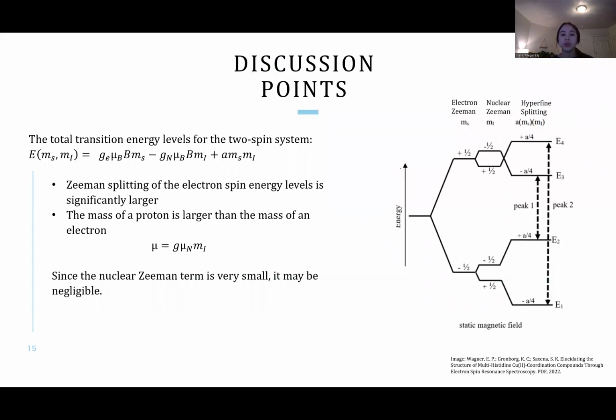Now, 2 discussion points to go over before we close. Going back to energy, the total transition energy levels for the 2-spin system is defined by the following equation here. So the Zeeman splitting of the electron spin energy levels is significantly larger than that of the nuclear spin levels. And we can see that in this figure here. This is because the mass of a proton is so much larger than the mass of an electron. Thus, the mu sub n term or nuclear magneton term for the proton is extremely small compared to that of the electron. Therefore, since the nuclear Zeeman term becomes very small, it may be negligible and will not have a great effect on the total transition energy equation in comparison to the larger electron Zeeman and hyperfine terms.